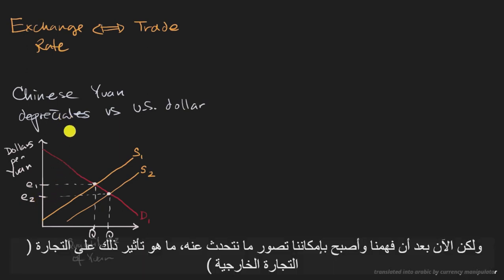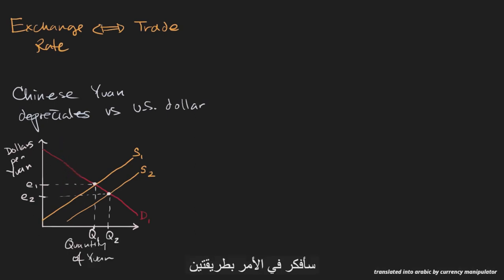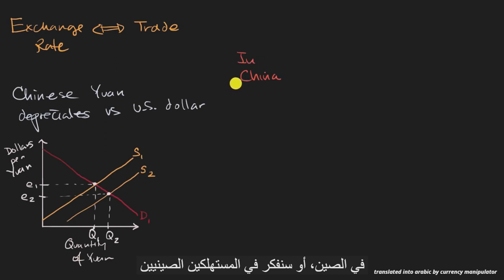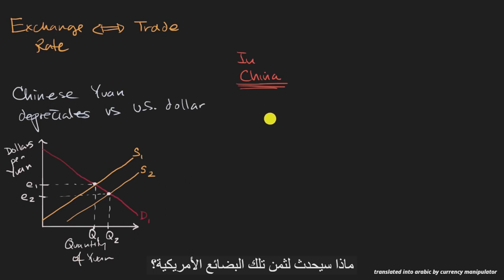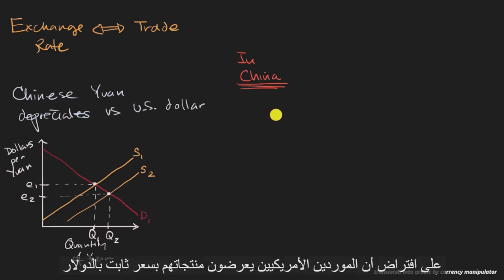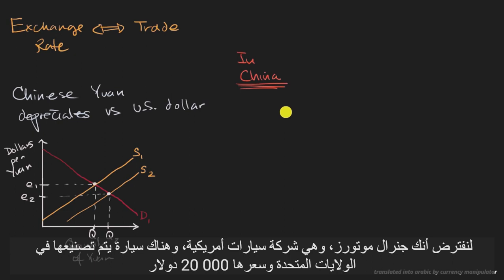But now that we can visualize what we're talking about, what would be the impact on trade? And I'm going to think about it in two ways. What is going to happen in China? Let's think about China first. So in China, we're going to be thinking about the Chinese consumers. Well, Chinese consumers, they hold yuan and they might buy some American goods. And what would happen to the cost of those American goods? Well, assuming that the American suppliers offer their products at a fixed dollar price. So let's say you are General Motors, an American car company, and there's a car that's manufactured in the United States and it costs $20,000.